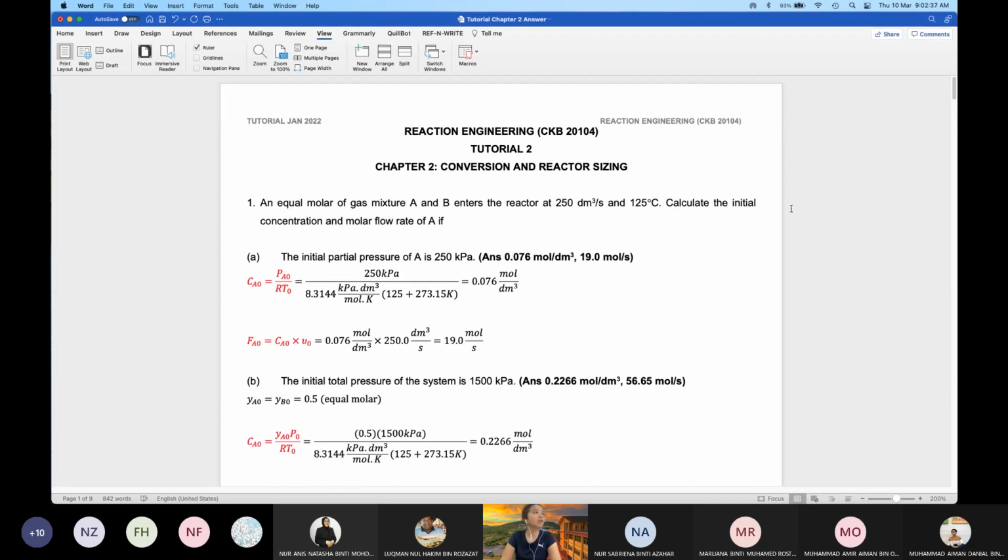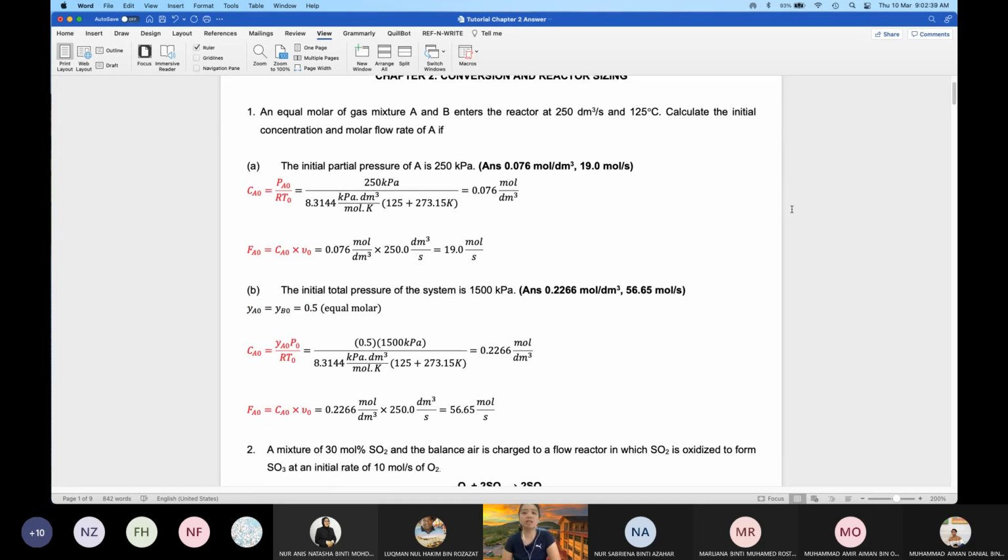If you are looking for the questions, they are already in the VLE as well as in the Teams folder. In the questions, I already included the final answer as well, so you can attempt them by yourself later on, and you still have the final answer for comparison to know whether you're doing it correctly or not. Okay, so I will start the questions for this morning.